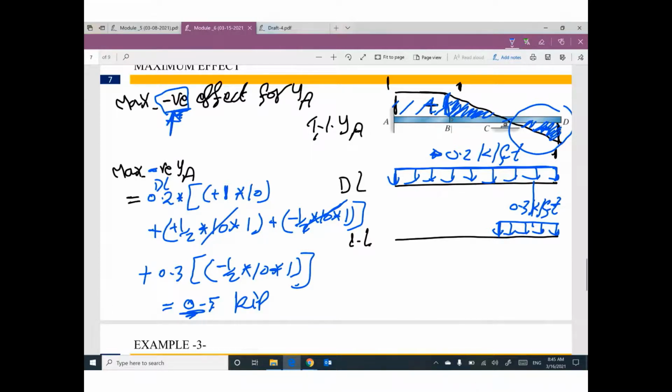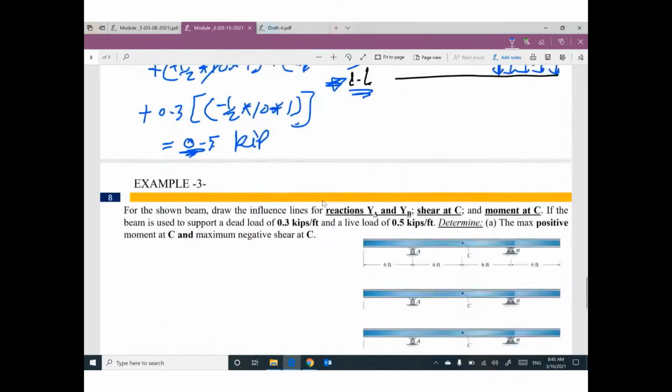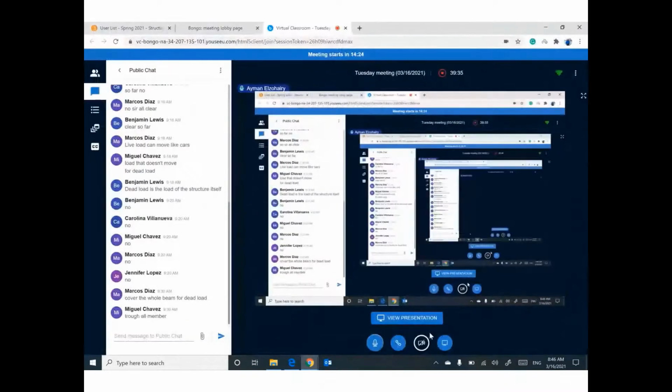So how can I figure out where I can put the dead load? Where can I put the live load? It's very easy, based on the diagram. For dead load, no choice. For live load, no, we have to follow the diagram you draw. Any question so far? Any question so far?